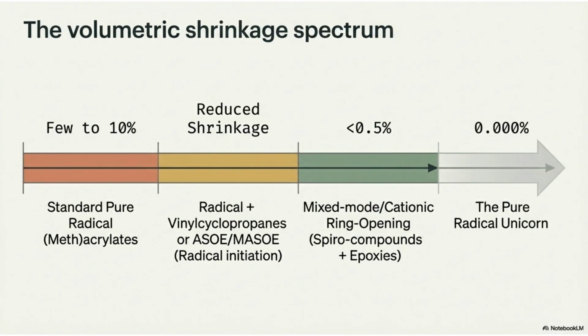This spectrum shows the volumetric shrinkage ranging from standard pure radical acrylates to the theoretical pure radical unicorn of 0.000%. Reduced shrinkage is achieved with radical plus vinyl cyclopropanes, or ASOE/MASOE. Near zero is achieved with mixed mode or cationic ring opening compounds and epoxies.